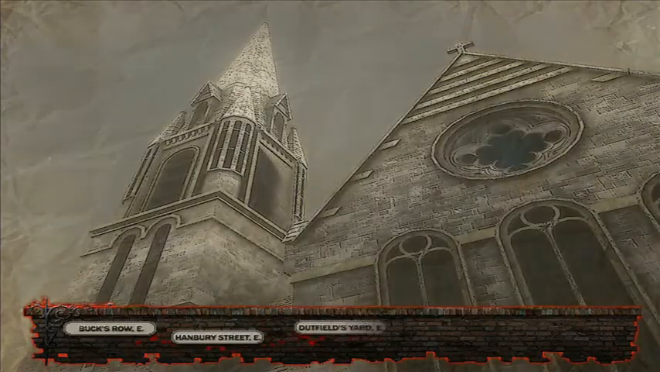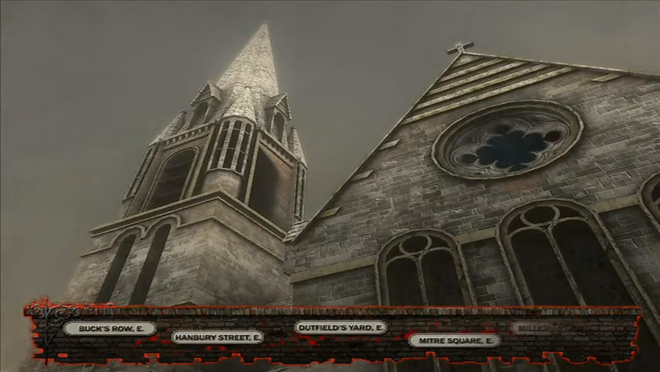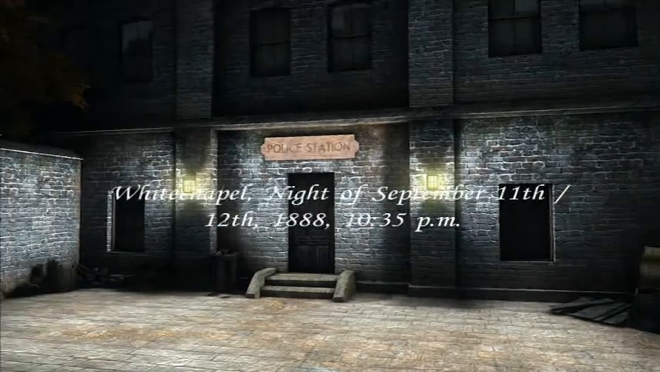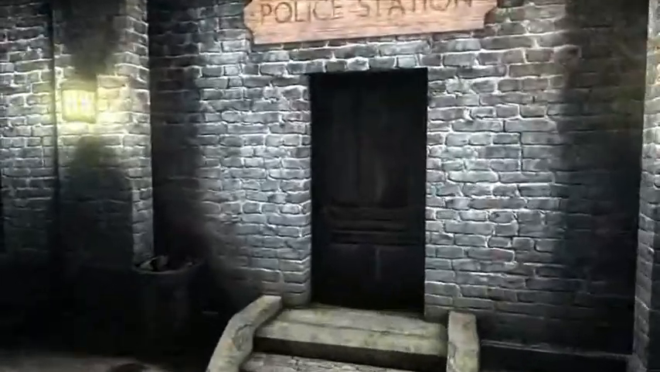Let's go immediately. Now, as you can see down there: Bucks Row, Hanbury Street, Dutfield's Yard, Mitre Square, and Miller's Court. I suspect we are going to those places later on. Well, hello, police station. We are back again.